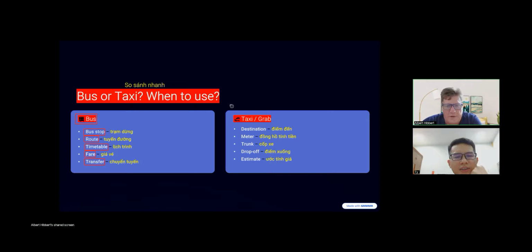All right. Now, when you use a taxi or Grab, then you will use this vocabulary. Destination. Where do you want to go to? Meter. The taxi will have a meter. Trunk or boot. The drop-off point. Cost or price. And the estimate cost or the estimate time of your trip. All right.